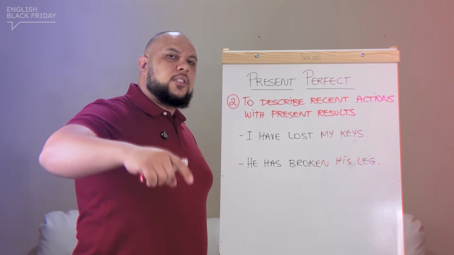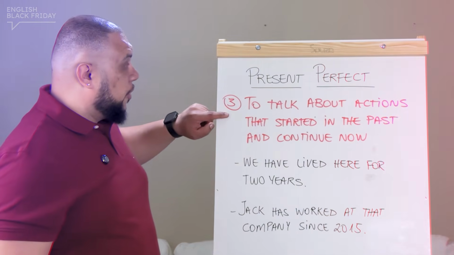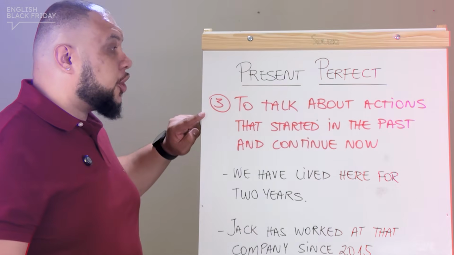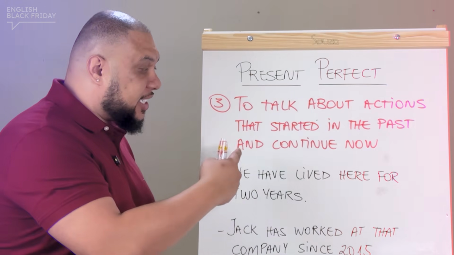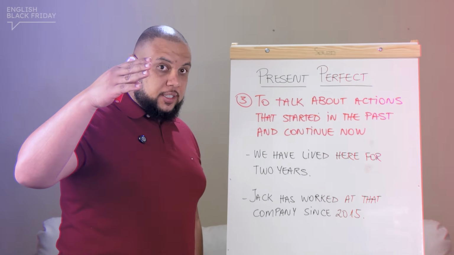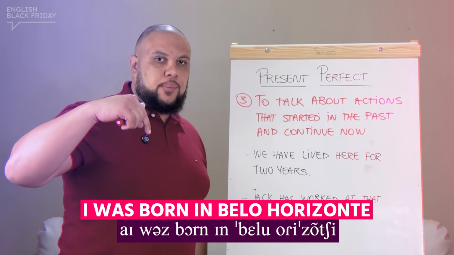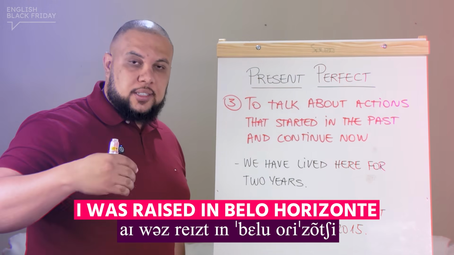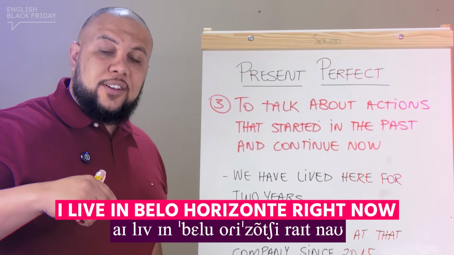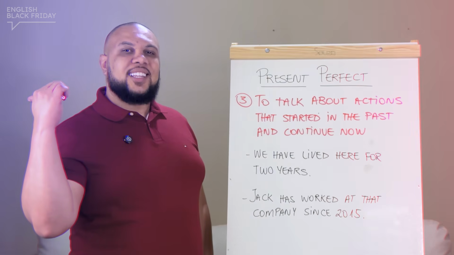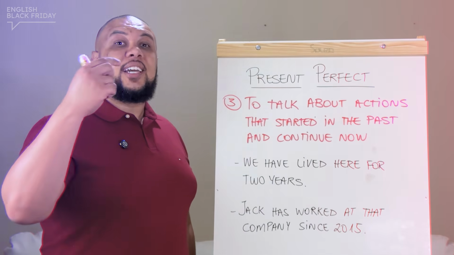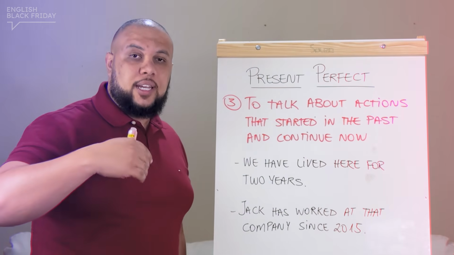Function number 3, let's go. Take a look at this one. We use present perfect to talk about actions that started in the past and continue now. For example, I was born in Belo Horizonte. I was raised in Belo Horizonte. I live in Belo Horizonte right now. So I started living here in the past and I continue living here right now.